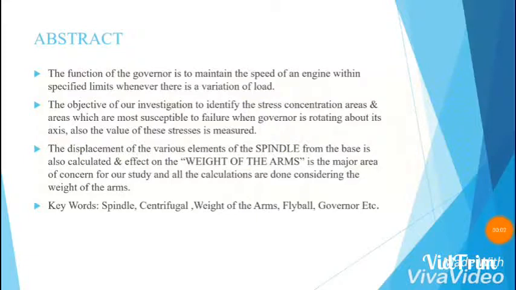The function of a governor is to maintain the speed of an engine within specified limits whenever there is a variation of load. The objective of our investigation is to identify the stress concentration areas and areas which are most susceptible to failure when a governor is rotating about its axis. Also, the value of these stresses is measured. The displacement of various elements of the spindle from the base is also calculated, and the effect on the weights of the arms is a major area of concern for our study, and all the calculations are done considering the weight of the arms.